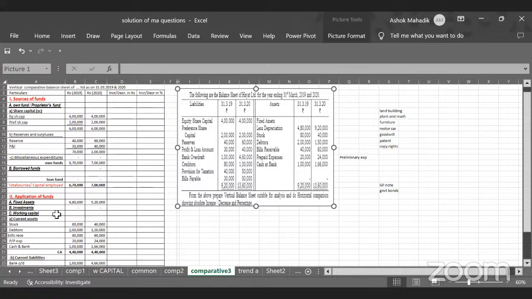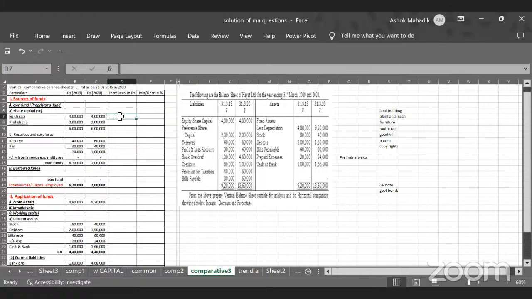Now, as I told you, third column is for recording increase or decrease in amount. For this, you have to subtract year 1 figure from year 2. Remember this. Year 2 minus year 1. Never do year 1 minus year 2. Always has to be year 2 minus year 1. So 4 lakhs minus 4 lakhs, same way 0 it is. Same way for remaining items.